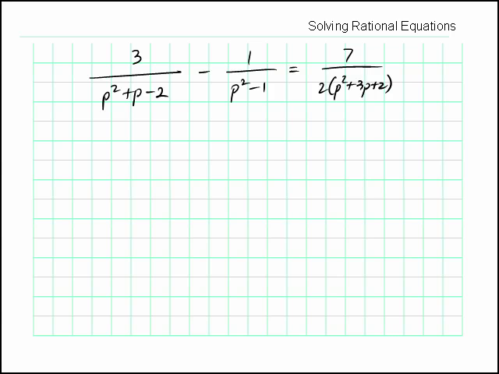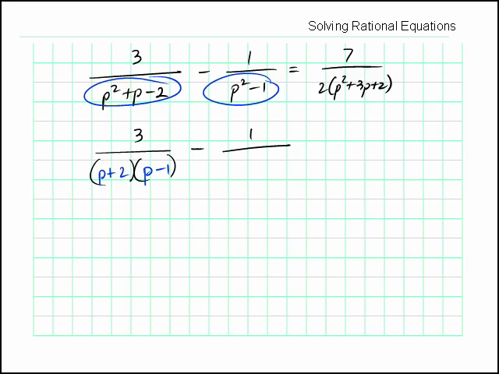So rewriting this in factored form, let's see. This trinomial will factor to p plus 2, p minus 1. This is a difference of squares. That's p plus 1, p minus 1. And that will equal 7 over 2 times, that's p plus 2, p plus 1.